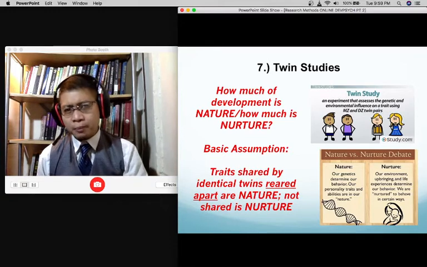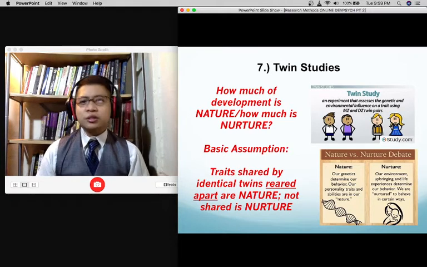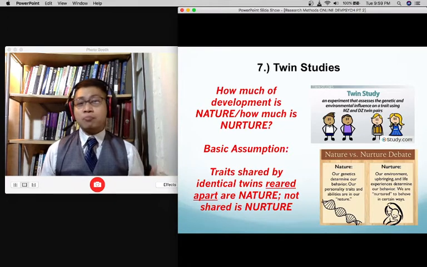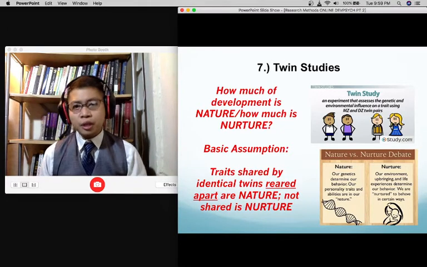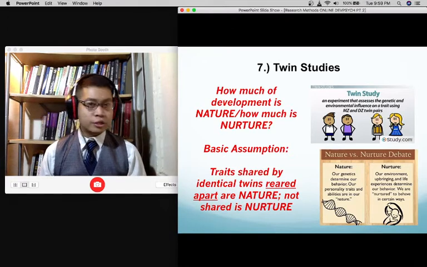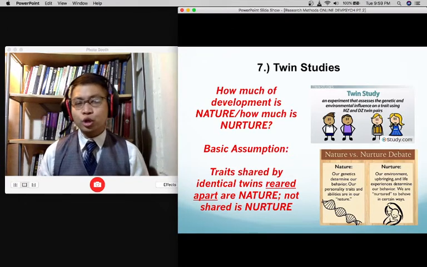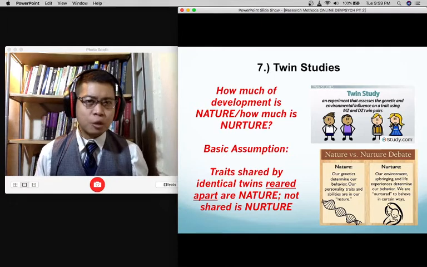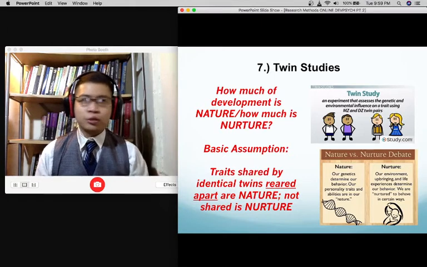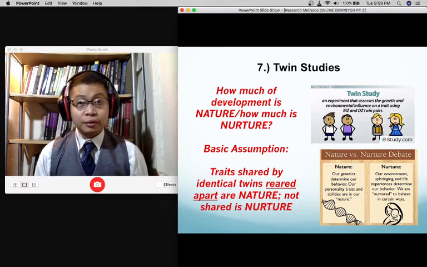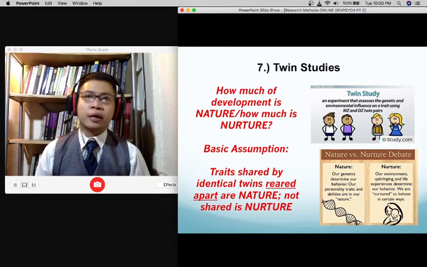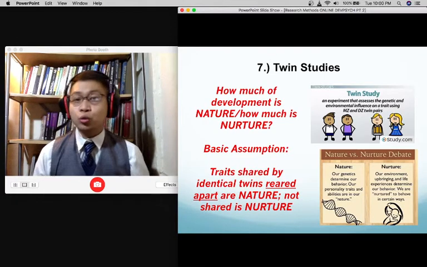Now, before we talk about that, the main goal of twin studies is to answer a very important question in DevPsych. How much of development is nature? How much of it is nurture? You know this, right? The nature or nurture debate. Now, we know that the answer to that question is both, right? The psyche of the person is both the product of nature and nurture.